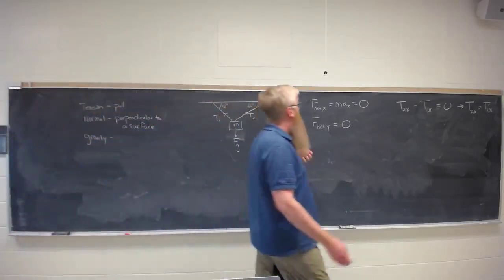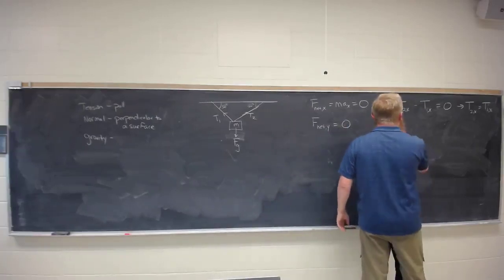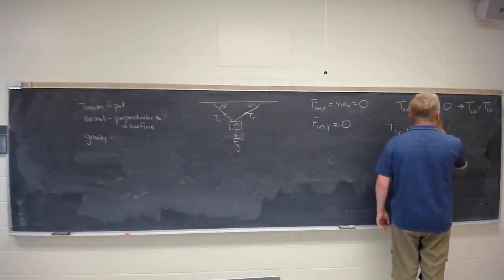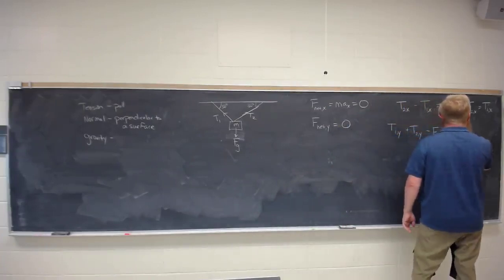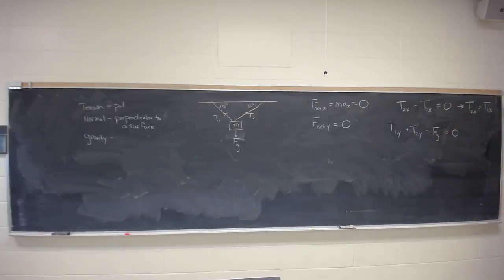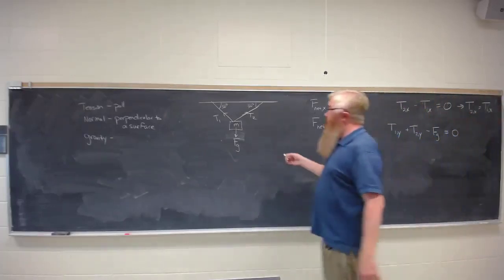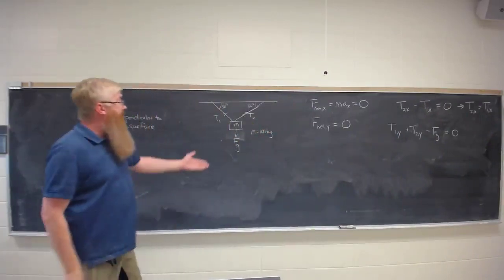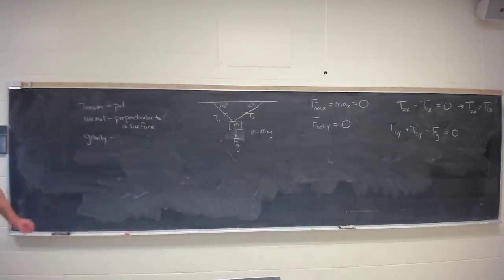Now, the Y forces: T1Y is in the positive direction, plus T2Y is in the positive direction, minus the force of gravity is equal to 0. Well, if I give you the mass of the object, say the mass is 100 kilograms, you can figure out F sub g, right? It's just 100 kilograms times 9.8. Well, what about X? We have 4 variables there: T2X, T1X, T1Y, T2Y. So I can't solve those two equations right now because there are too many unknowns.